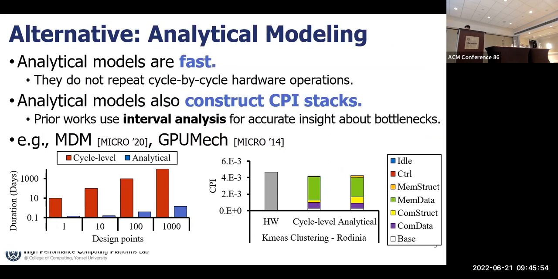Analytical models can greatly help computer architects by performing design space exploration orders of magnitude faster. MDM, the state-of-the-art GPU analytical model, promises more than 6,000 times faster hardware evaluation speed. Using interval analysis, it can not only predict the performance, but also build a cycle-per-instruction stack. The CPI stack provides a latency breakdown to various stall events and gives us deep insight.